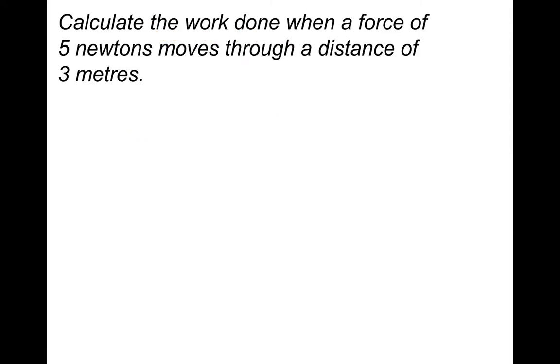So nice and straightforward. If you want to have a go at this, you can. Calculate the work done when a force of 5 newtons moves through a distance of 3 meters. So really straightforward. Write the equation. Work done is force times distance. And then just put the numbers in. So the work done is equal to the force, which is 5, multiplied by a distance of 3 meters. And obviously 5 times 3 is 15 joules. Really straightforward. Let's move on.